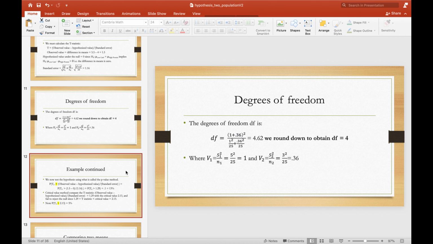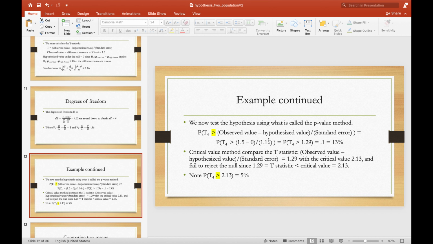Okay, so now we test this hypothesis, and this is called the p-value method. We calculate the probability that a t-distribution with 4 degrees of freedom is greater than its statistic, and that's here. This reduces to the probability that a t-distribution is greater than 1.29.